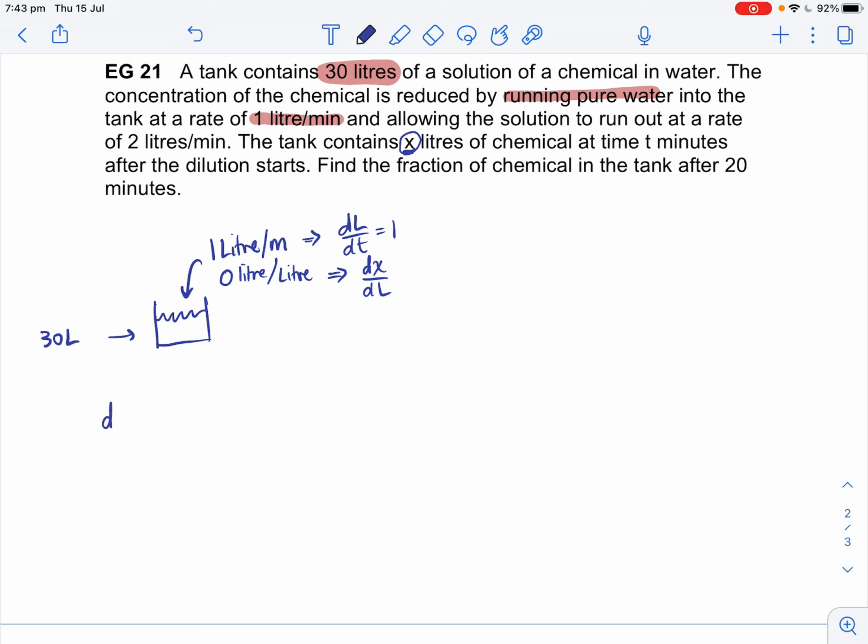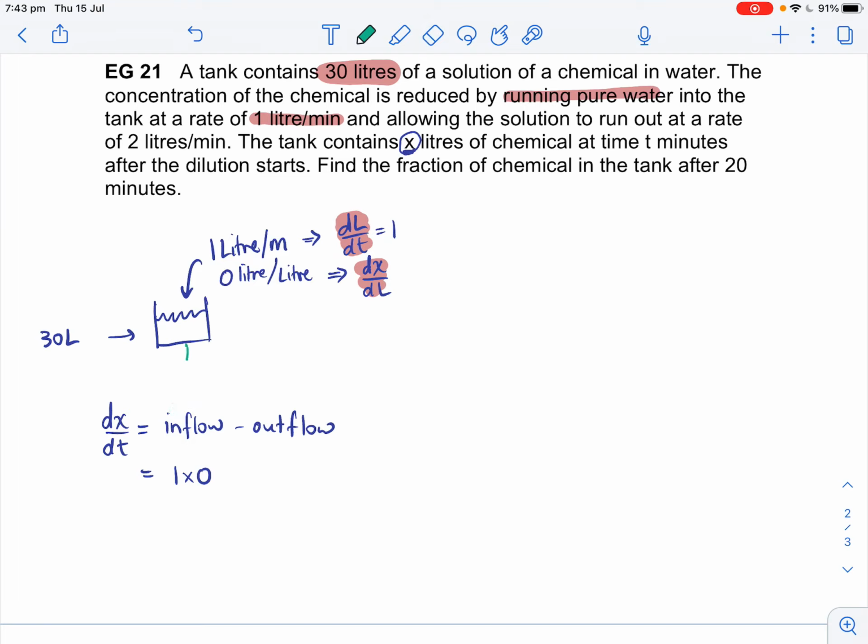Okay, so dx dt, the rate of change of the chemical with respect to time, is going to be the inflow minus the outflow. I've just found the inflow will be 1 times 0 from these two parts here and here. If you're not sure how I got that, what I've done is dx dt for the inflow will be equal to dl dt times dx dl. We're going to do the same for the outflow now.